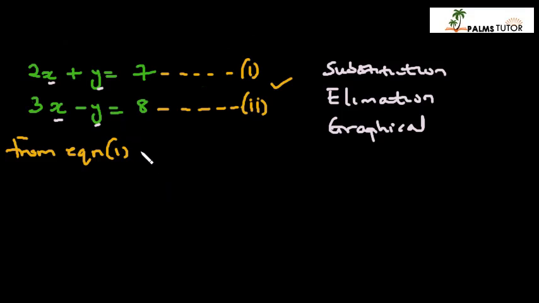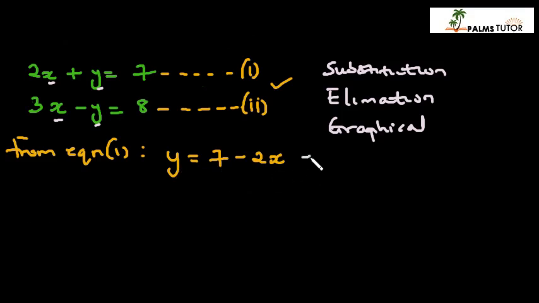So now from equation 1, y will be equals to 7 minus 2x. What I've just done is this. I want to make y the subject of the formula, so we have to take 2x to the other side. When plus crosses the equality sign, it becomes minus, and that is why now y equals 7 minus 2x.